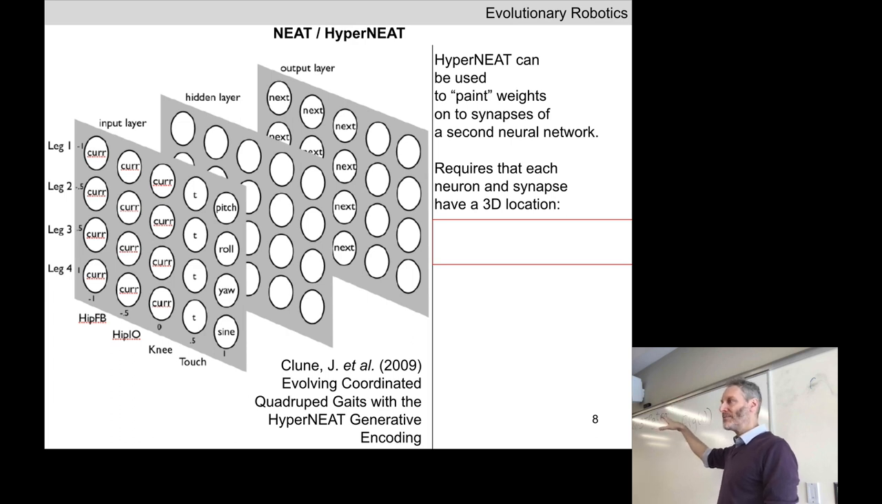So the synapses are not drawn here, but you can sort of imagine them. We've got neurons embedded in three-dimensional space and synapses embedded in three-dimensional space as well. We now have a CPPN, and that single CPPN is going to paint a whole bunch of weights onto all of these synapses. Tell me about that CPPN. What does it need? If you needed to code up the CPPN, what does it need?